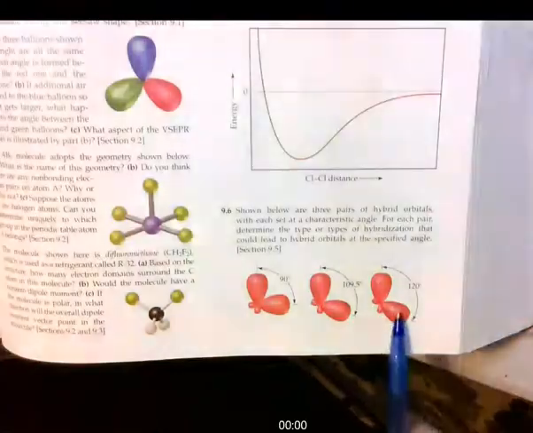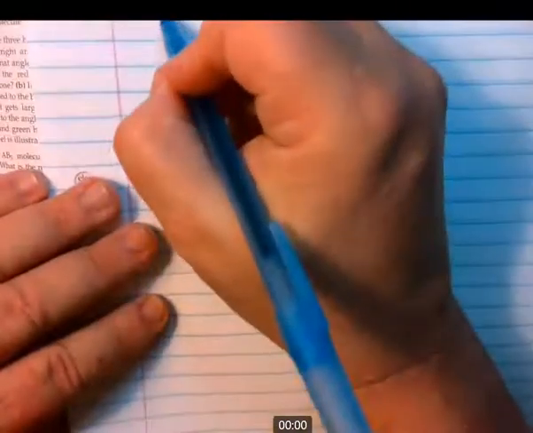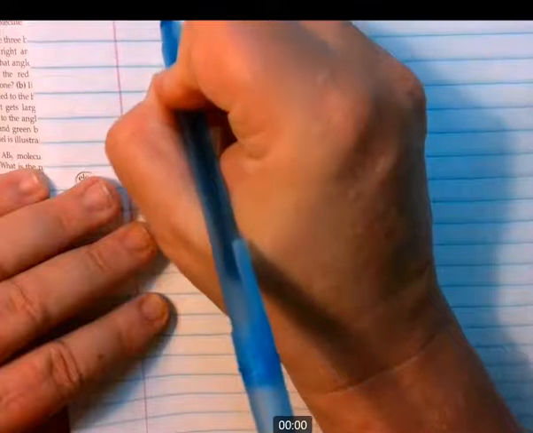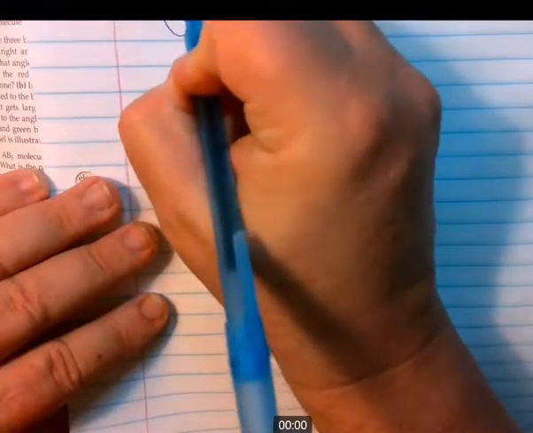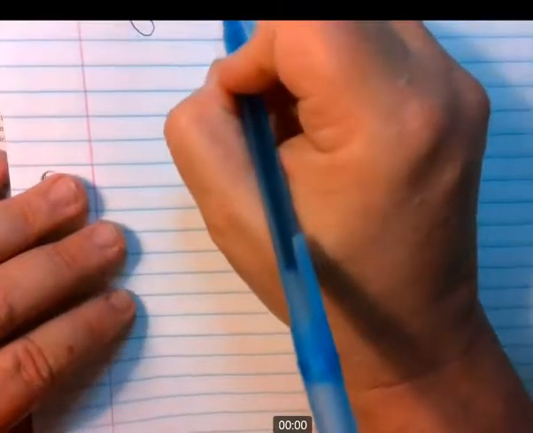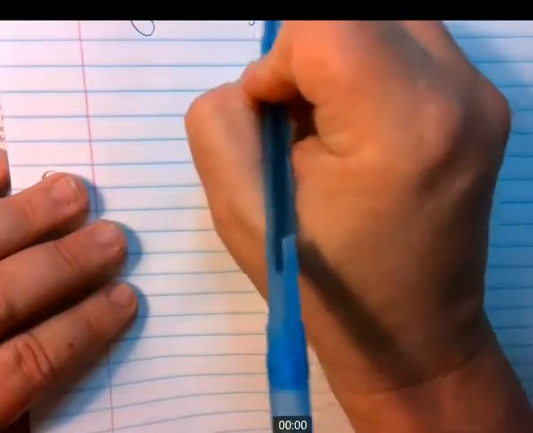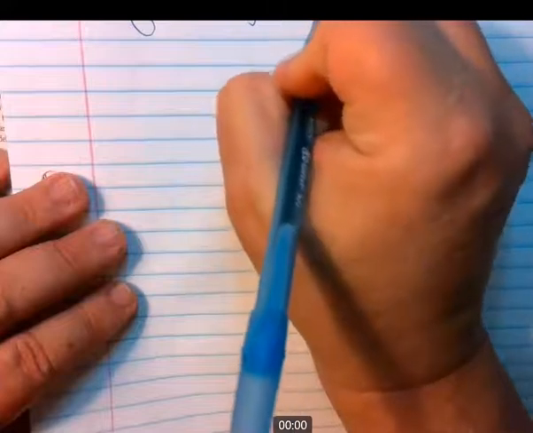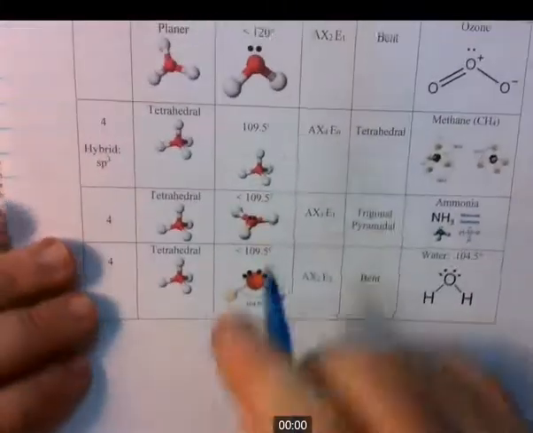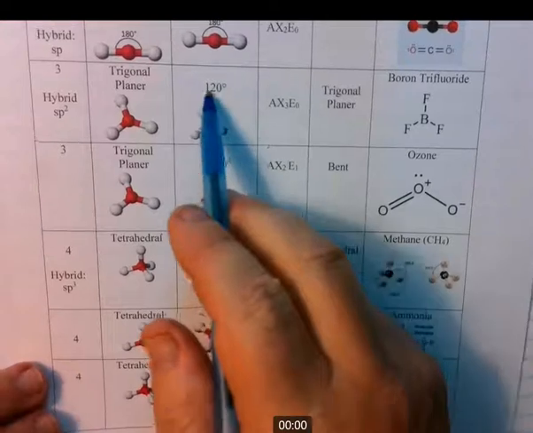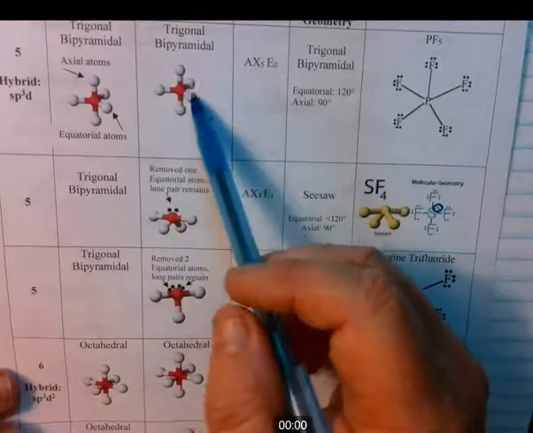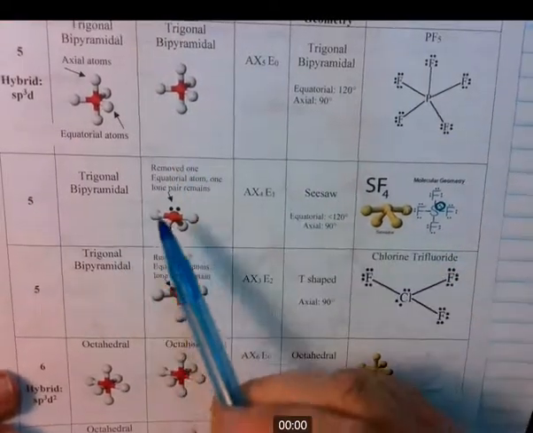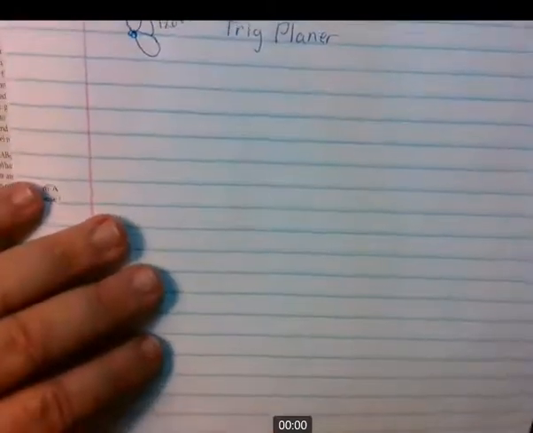And finally, the last one here is 120, and that would be trigonal planar. And where do you find that? That's right here. There's trigonal planar, 120 degrees. The other place you're going to find it is between the equatorial atoms on a trigonal bipyramidal. Between these three that are in the middle, those are 120 degrees apart as well. So we can put both of those down as possible answers.